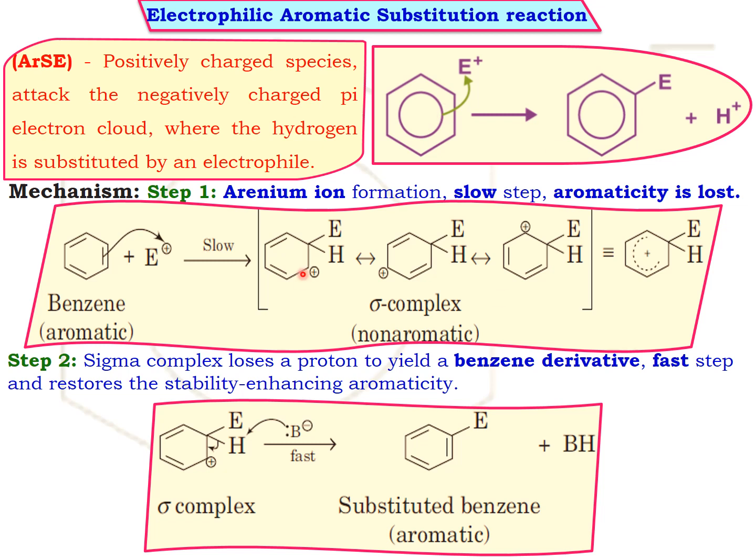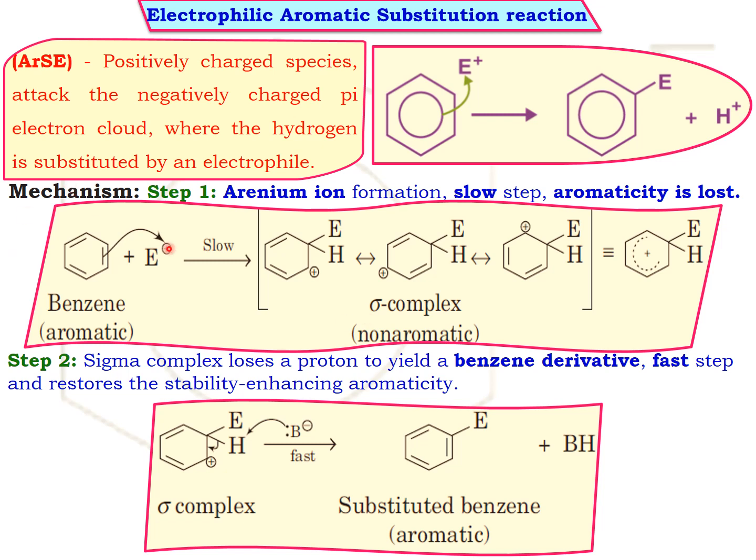Then let us see the mechanism of this aromatic electrophilic substitution reaction. Generally, it involves two steps. The first step is the formation of the arenium ion. It is a slow step. Here, the aromatic compound loses its aromaticity and becomes non-aromatic. That is, it forms a sigma complex.